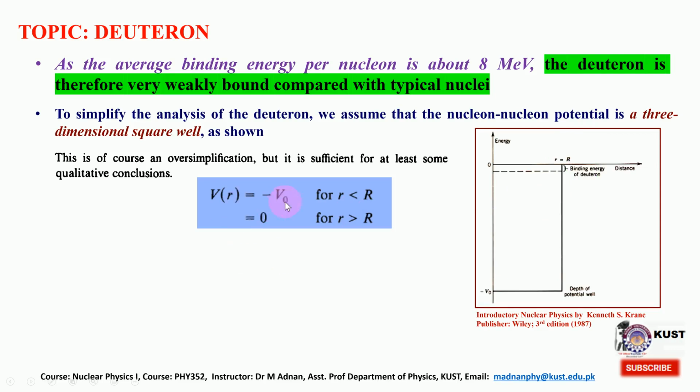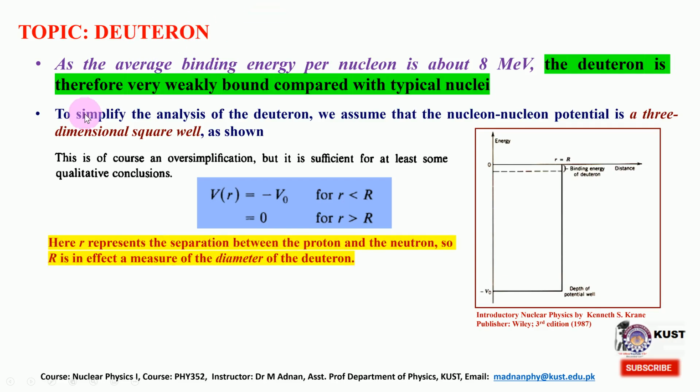So this is the potential associated with our modeling to understand the strength of the nuclear force, that is, the interaction between a proton and neutron inside a deuteron. Now, as I told you, this R represents the separation between the proton and the neutron. So R is in effect a measure of the diameter of the nucleons. Beyond that size there will be no force between the nucleons with respect to the strong nuclear force.